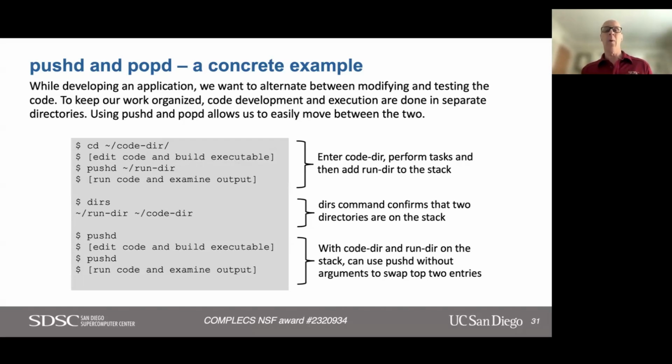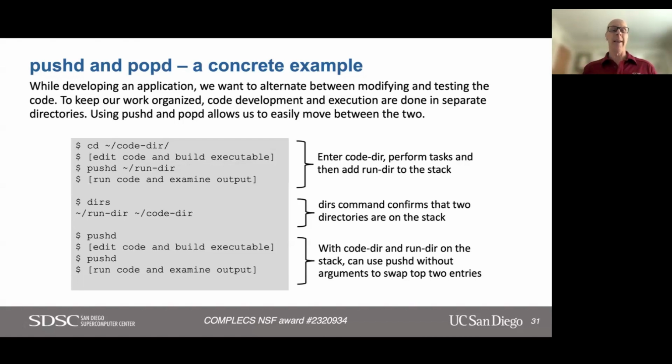So to keep our work organized, I like to do the code development and the execution in 2 separate directories. Pushd and popd allows me to easily move between the 2. So let's say that I'm in a directory I'm going to call code-dir, and I'm going to do some work in this directory. I'm going to edit the code, I'm going to build my executable.